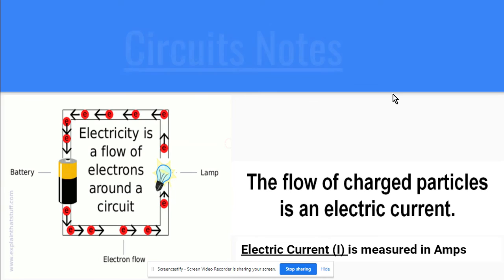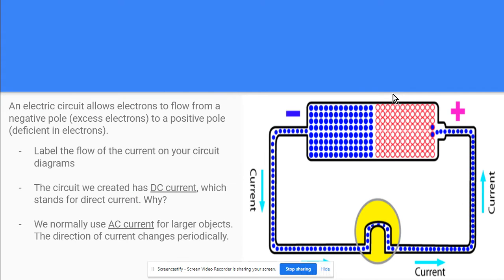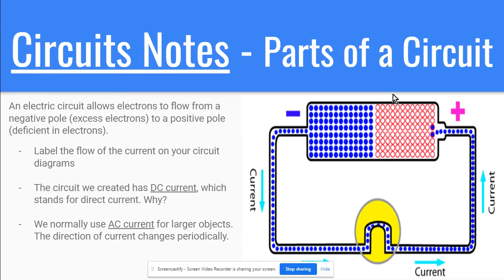Okay? That flow of electrons, we call it electric current. And as I stated before, the electricity flows from the negative end to the positive end. So you see the direction of the current, and you should go back and label your diagram showing the flow of the current. The circuit that we created has a DC current. DC stands for direct current.